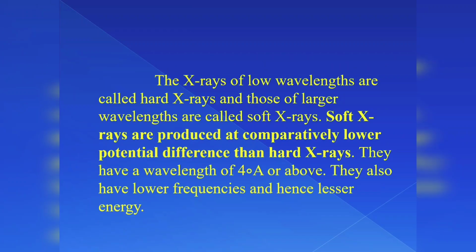So let's see the explanation. The X-rays of low wavelength are called hard X-ray, and those of larger wavelength are called soft X-ray. Soft X-rays are produced at comparatively lower potential difference than hard X-ray. They have a wavelength of 4 angstrom or above. They also have lower frequency and hence lesser energy.